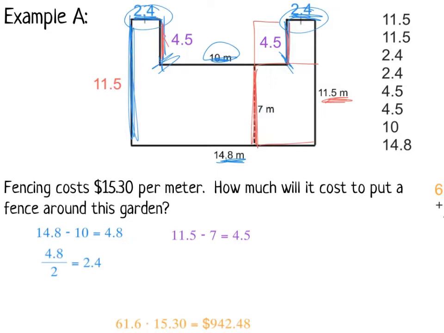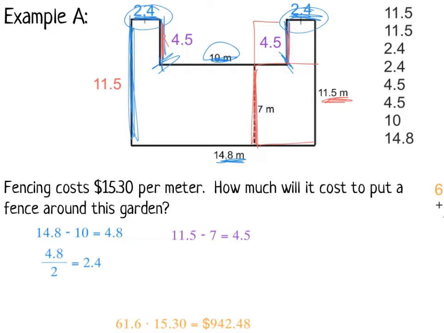Now why am I not adding the 7? Although the 7 is a number in the problem, it's not part of the perimeter. It's not around the outside of the shape. And since I'm only adding up the things around the outside, I'm not going to include that 7. I'm going to add them all together, and when I do that, I get 61.6.